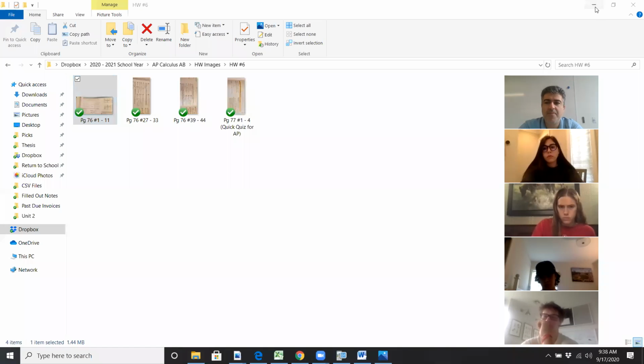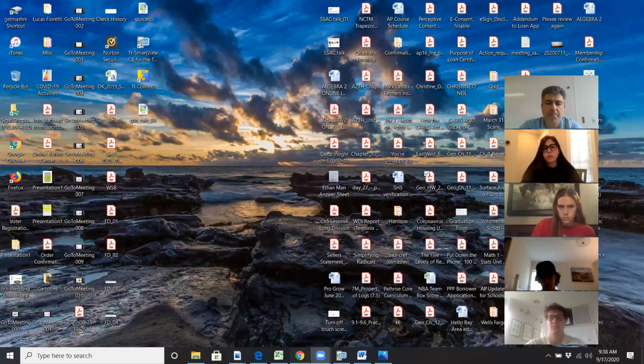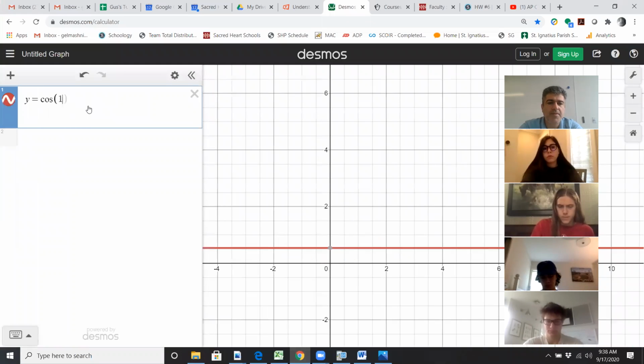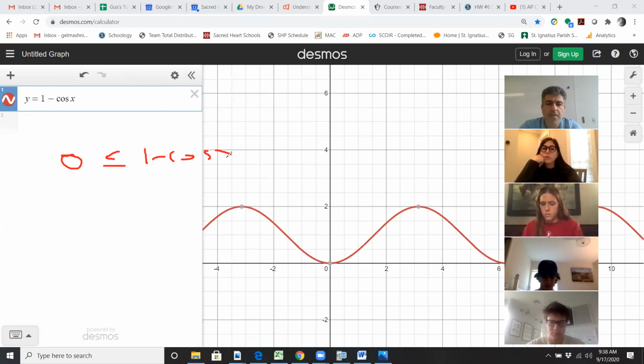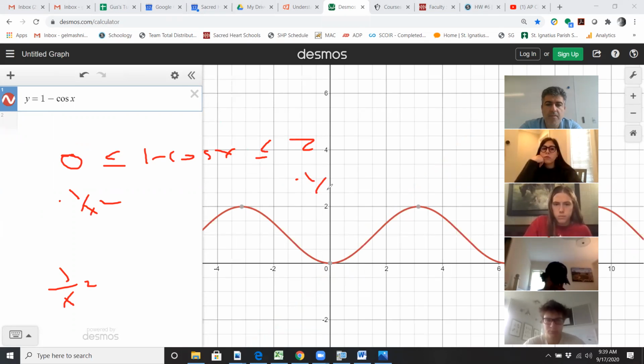You're seeing the patterns. So let's go back to Desmos again. Let's do 1 minus cos x. Does it have a limited range? Absolutely. What is the range for that? From 0 to 2. So now in this case, where are my buns? 0 and 2. What's my meat? 1 minus cos x. What's my upgrade? 1 over x squared. And what's the limit?